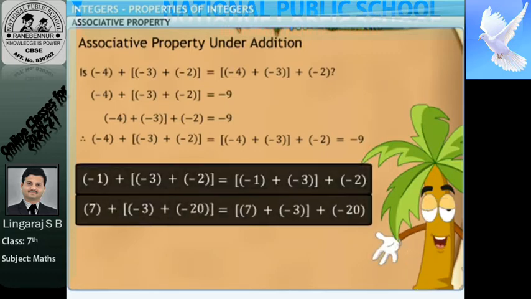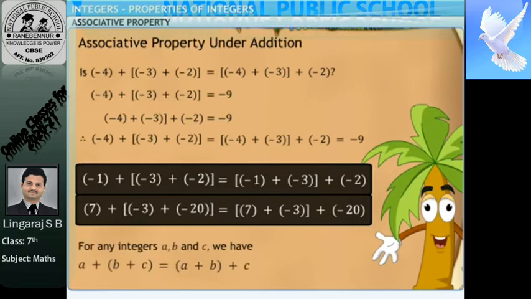This shows that addition is associative for integers. Hence, for any integers a, b, and c, we have (a + b) + c is equal to a + (b + c).